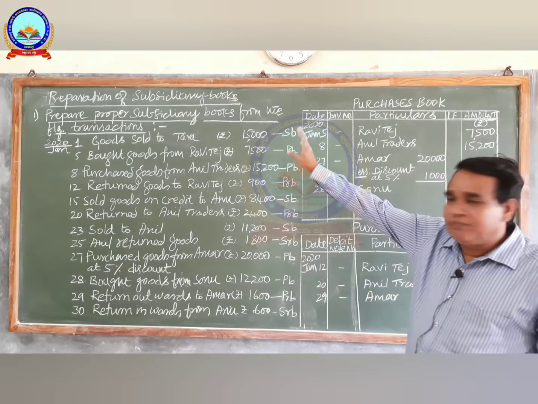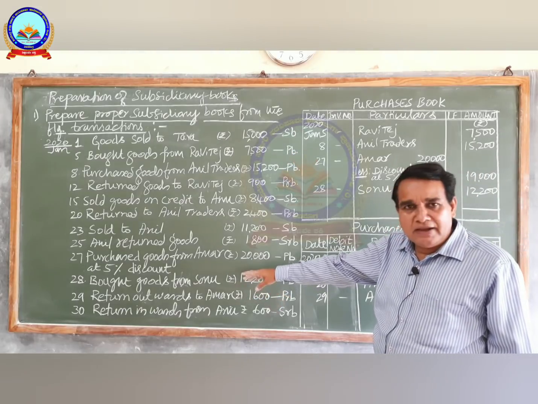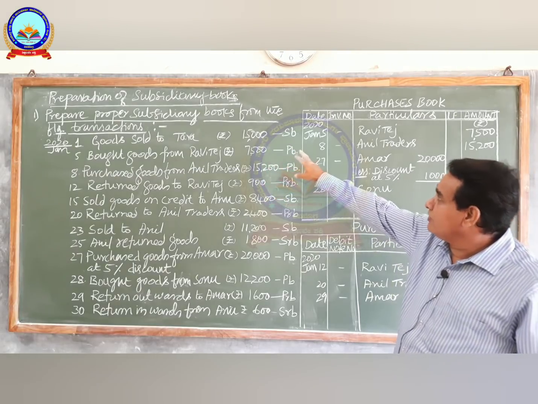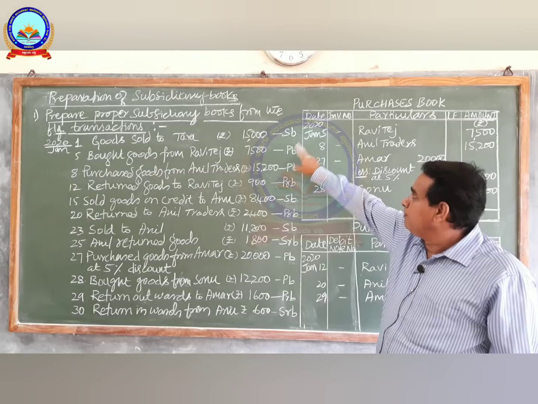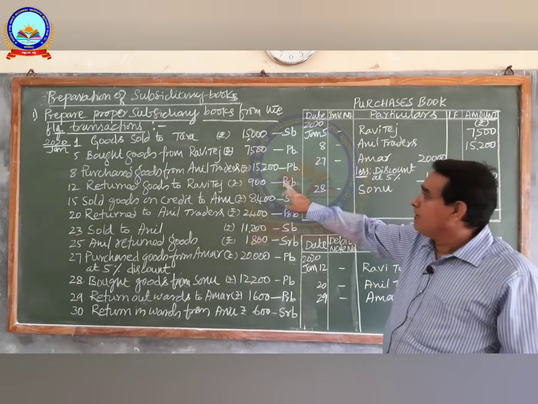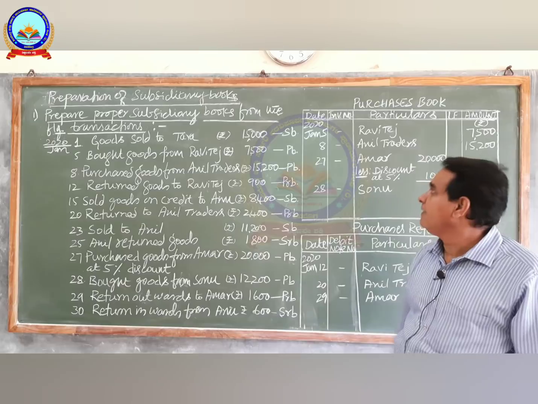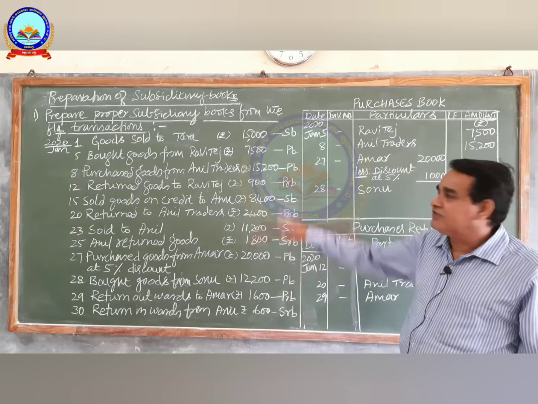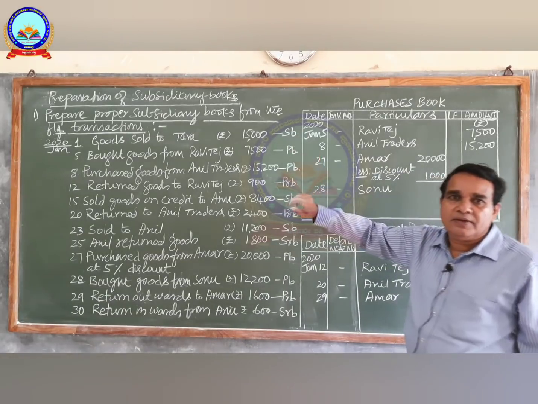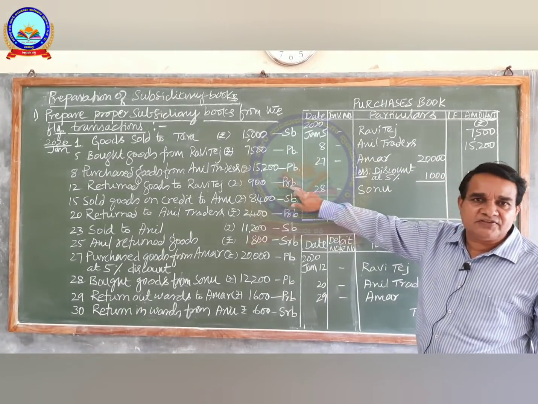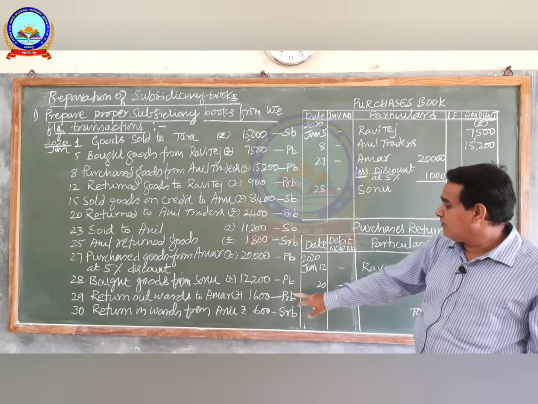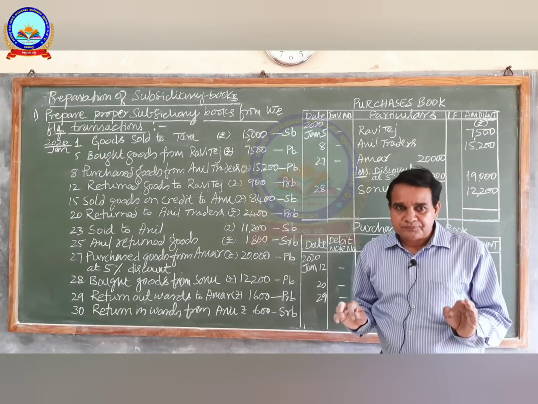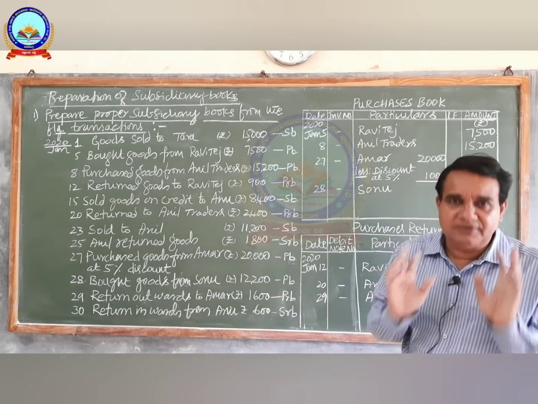I read out the problem first, and again I am going to give in which book each transaction will appear, in the short forms PB, SB, PRB, SRB. PB meant for purchases book, SB meant for sales book, PRB meant for purchases returns book, SRB meant for sales return book. This is for your kind information.